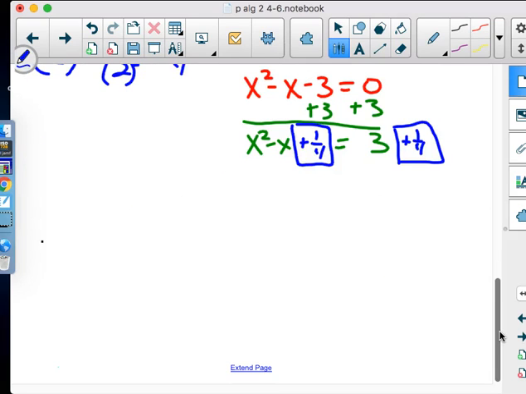All right. Well, I got a problem over there on the right-hand side. And I could use a calculator for it. I could do 3 plus 1/4, enter, math number 1, and get the number back. Or I could just do common denominators and change 3 over 1 into fourths. And that would be 12/4. So 12/4 plus 1/4 would give me 13/4.